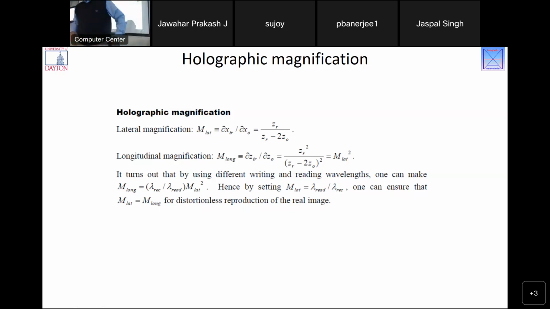Yeah. So after this, I'll talk a little bit about photorefractive. And then after that, photorefractive is such a wide field that it cannot be covered in full. Yeah, I'll just cover some basics.